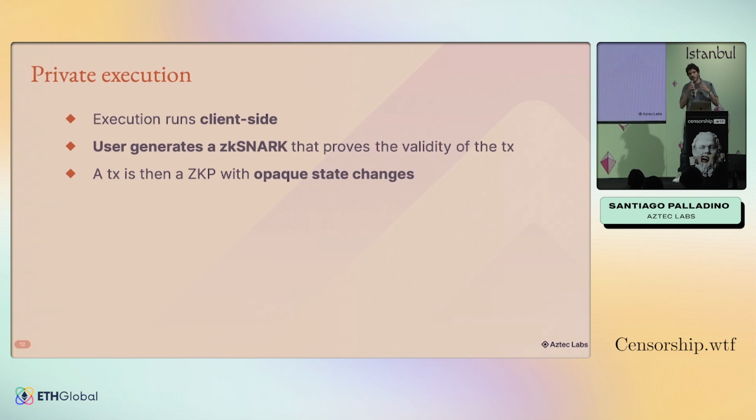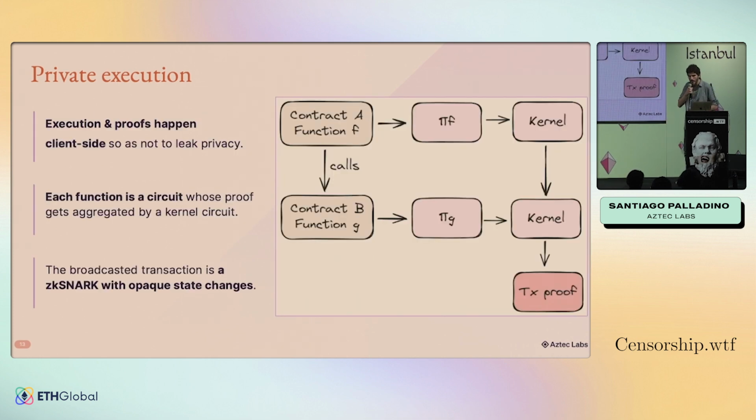We do that by moving execution from the sequencer, from the nodes, to the client. So whenever a user sends a transaction in the network, we execute that transaction locally and generate a zero-knowledge proof of validity for that transaction. What that means is that every transaction that's sitting in the mempool is a zero-knowledge proof that proves the validity of that execution with a set of state changes that are completely opaque to a third-party observer. And that's it. There is no information leaked whatsoever.